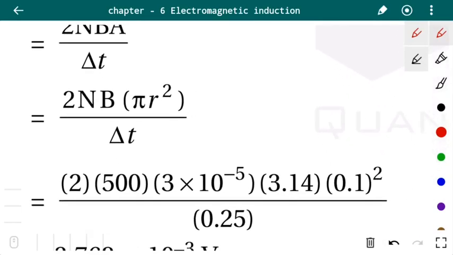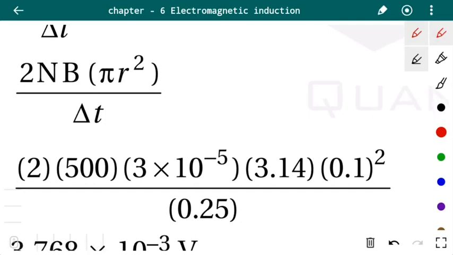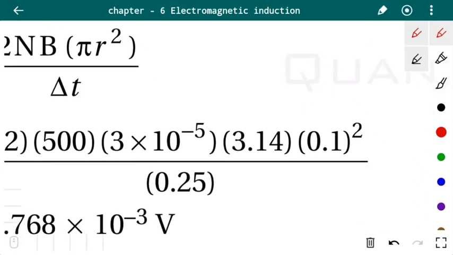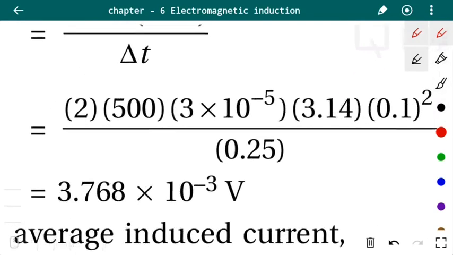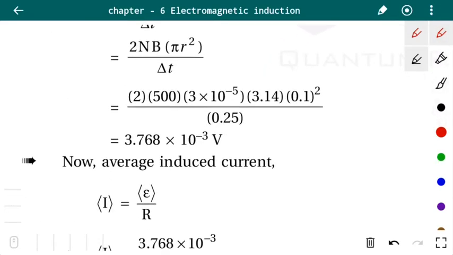Now substituting the values of N, B, pi, r and delta t. That is 2 into number of turns N equals 500, B is 3 into 10 raised to minus 5, pi value is 3.14, r that is 0.1, so square of that, delta t is 0.25. So when we solve this, we get 3.768 into 10 raised to minus 3 volt.